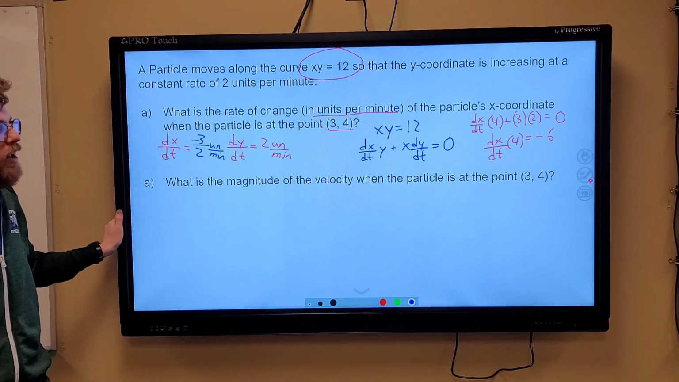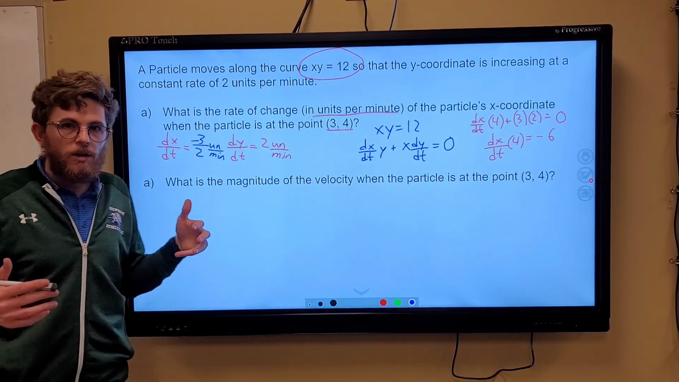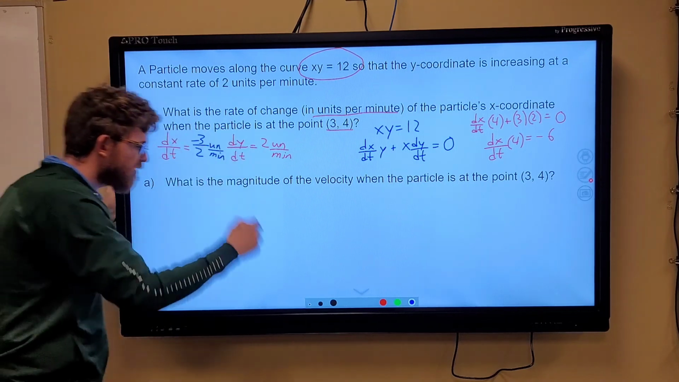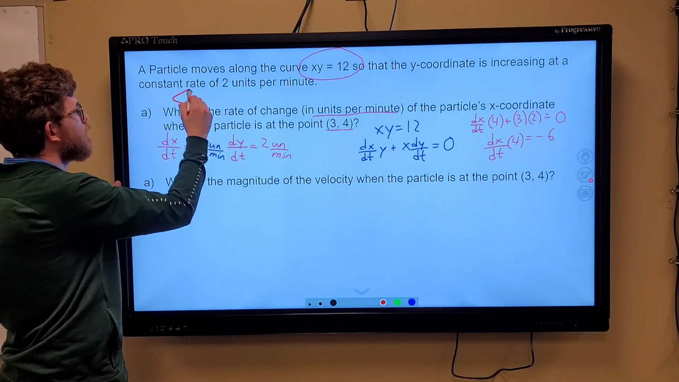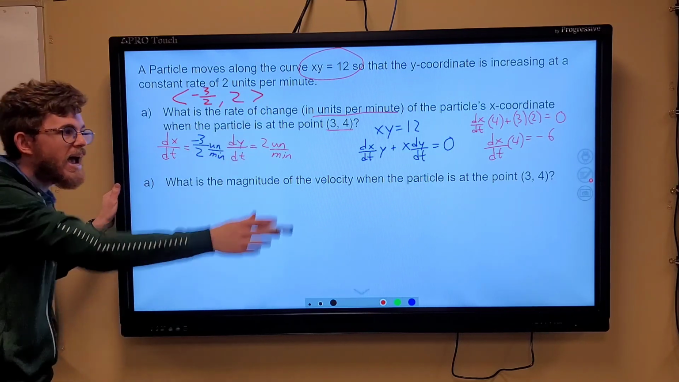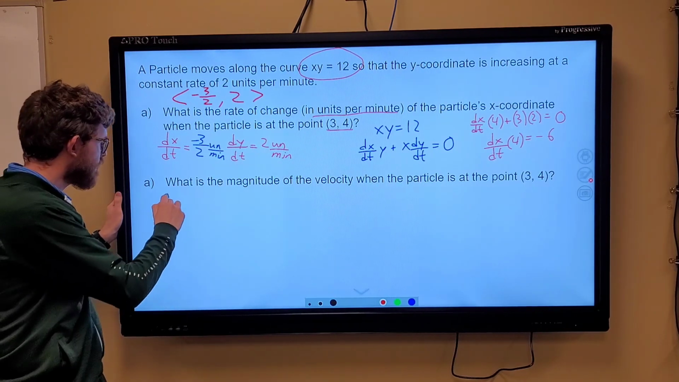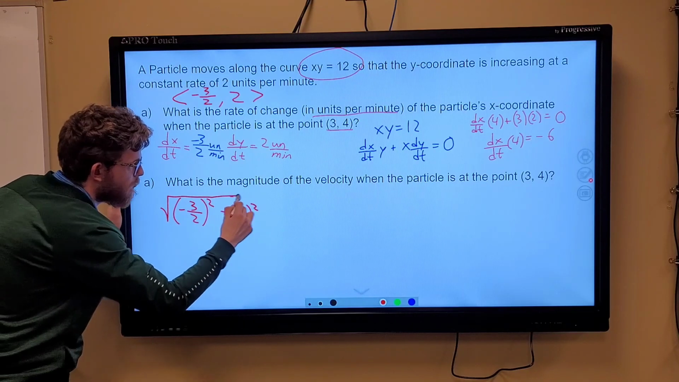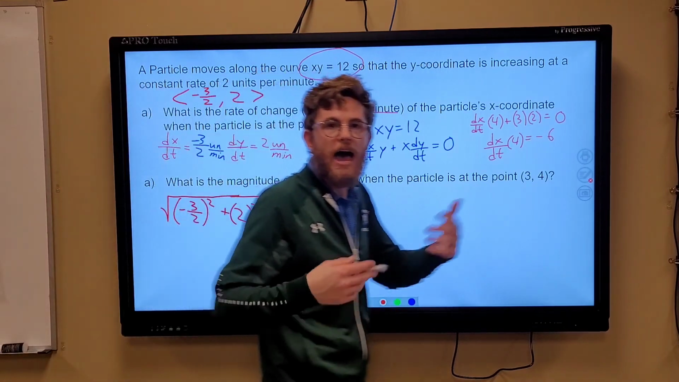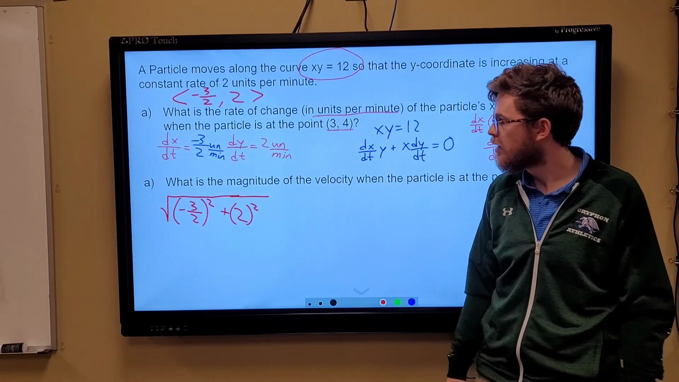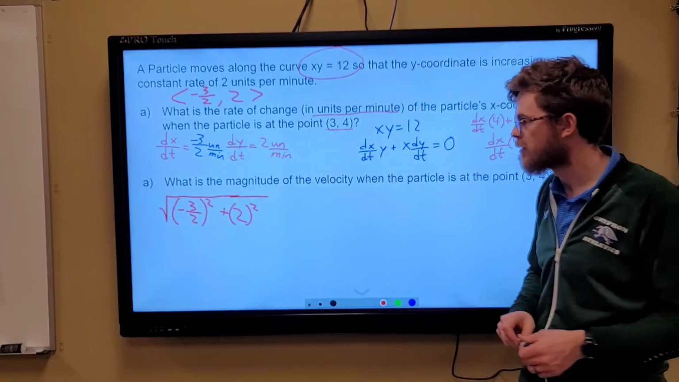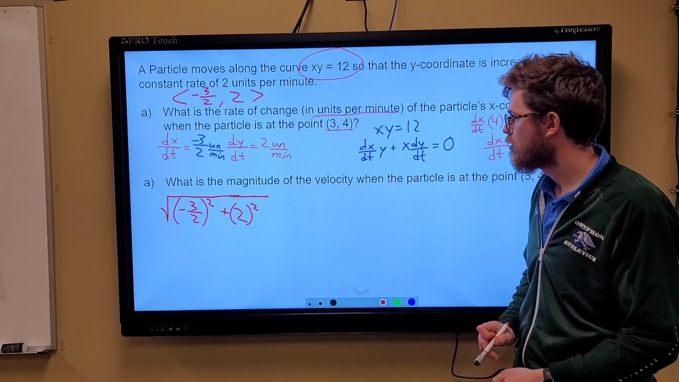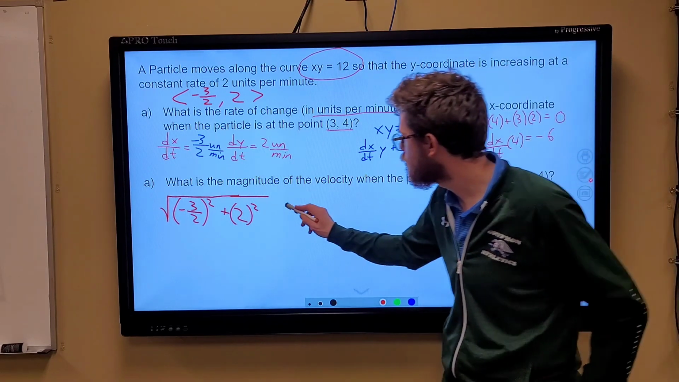Now we want to know the magnitude of the velocity when the particle's at the point 3, 4. So we've accumulated here the change in our x, the change in our y. If we wanted to set this up as a velocity vector, it would be negative 3 over 2, 2. The magnitude of the velocity, well, at this point, we're going to take our x-coordinate, square it, and add it to our y-coordinate squared. And that's going to give us our actual speed. Here we have the direction of our velocity. Here we have the actual speed component of our velocity. I'm sure we could square it, we can do all that. The magnitude of our velocity would be in units per minute.